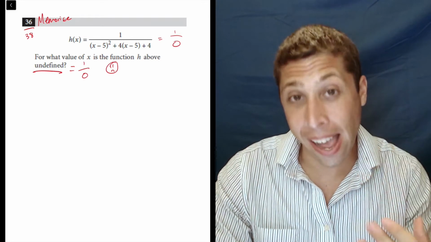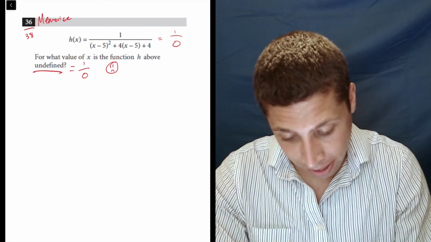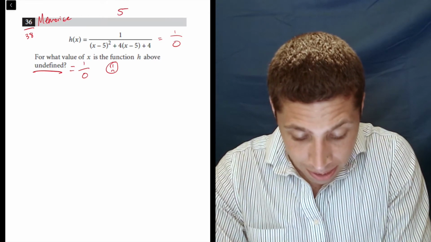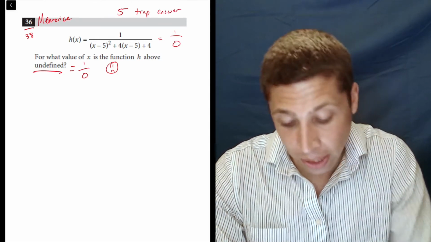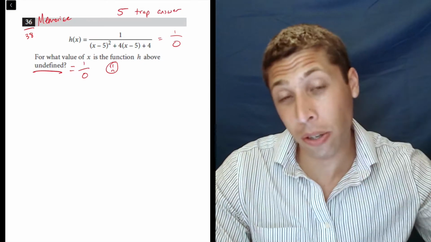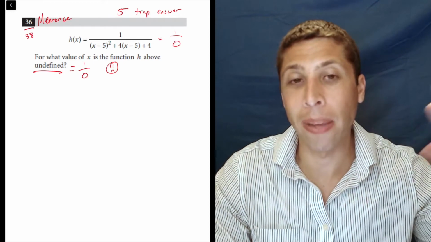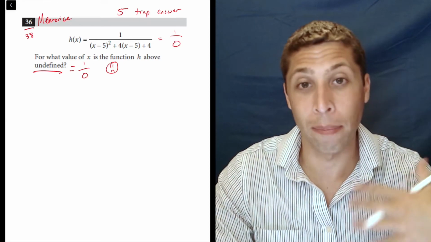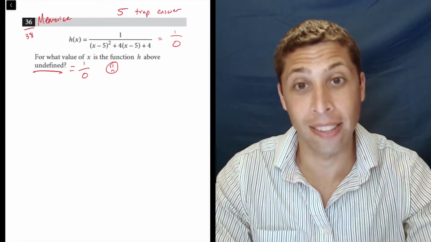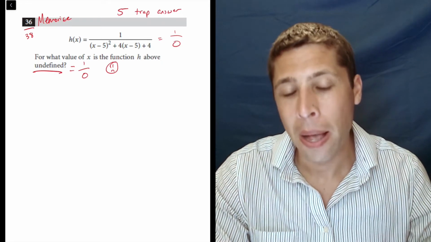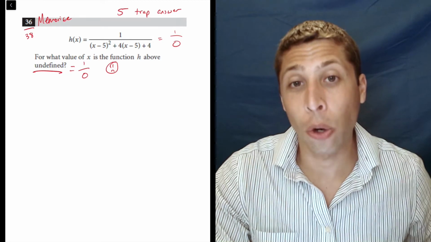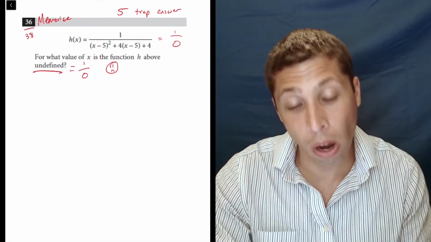And 5, how should I write this? 5 is the trap answer. Because we look at this and we say, oh, well, 5 minus 5 is 0, and so lots of things in math kind of make us think of that right away. And so we look at it and we say, oh, okay, that makes sense. Putting in 5 would make 0. But it wouldn't make the entire equation 0. We'd still have that 4 off on the right side.